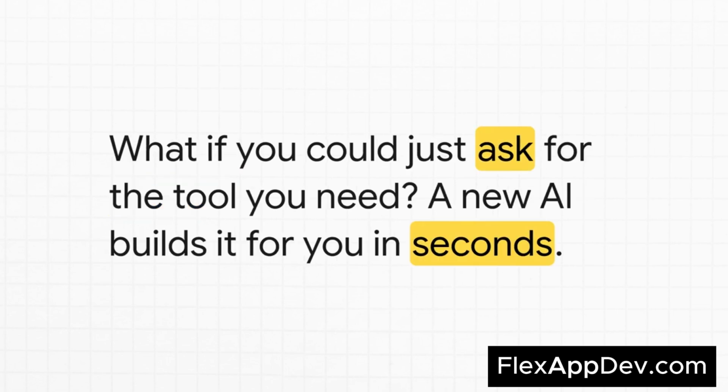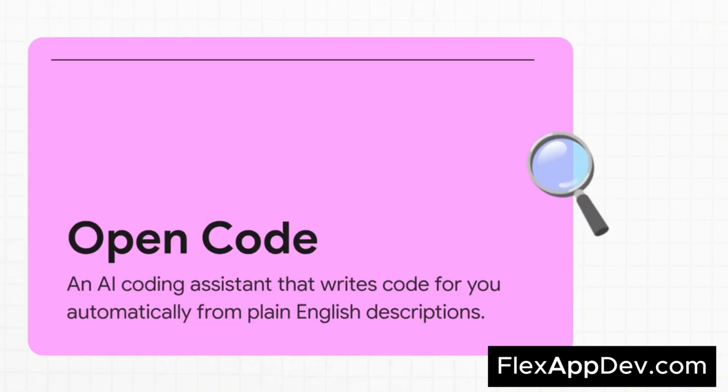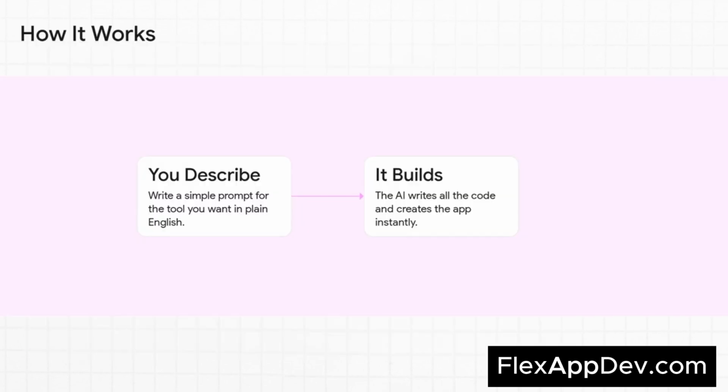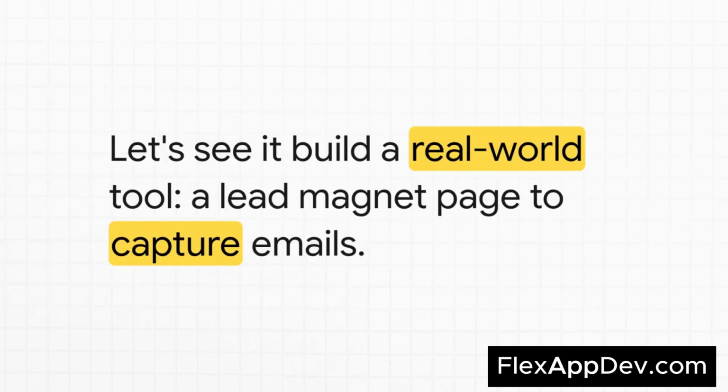But what if you could just ask for the tool you need? Well, there's a new AI for that. It's called Open Code. And yeah, it literally turns your words into working web apps. So how's it work? Simple. You just describe what you want, and the AI builds it for you. All right, let's see it in action.